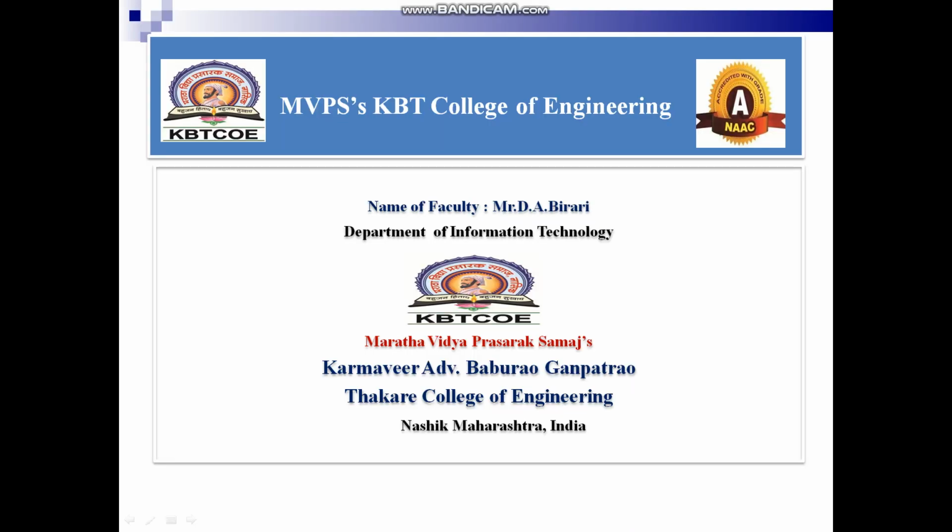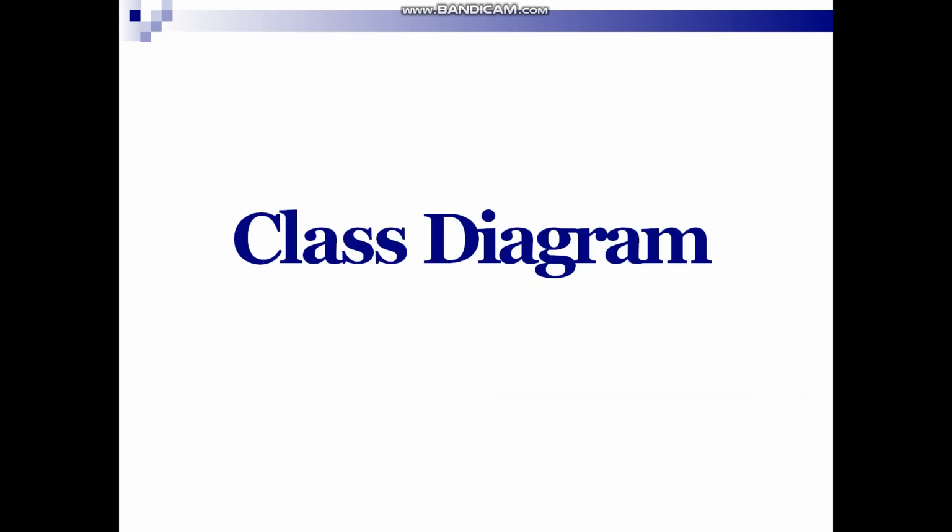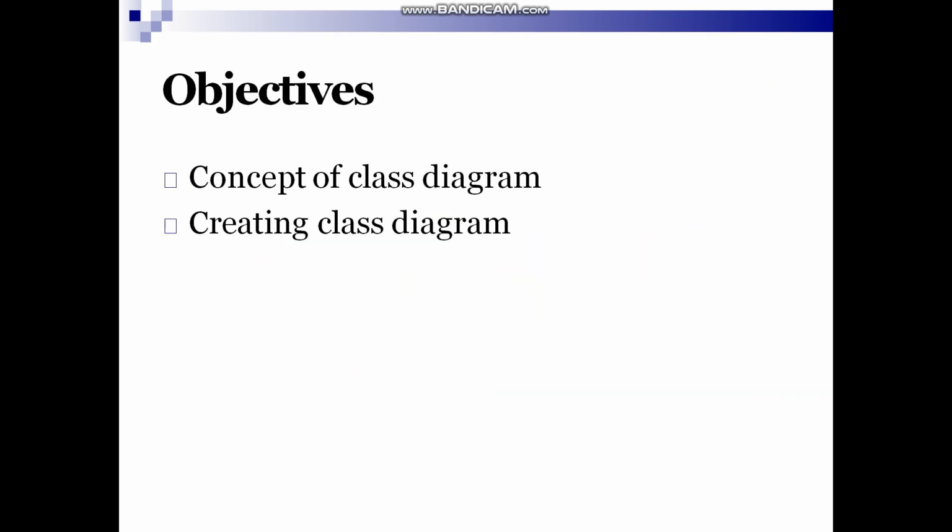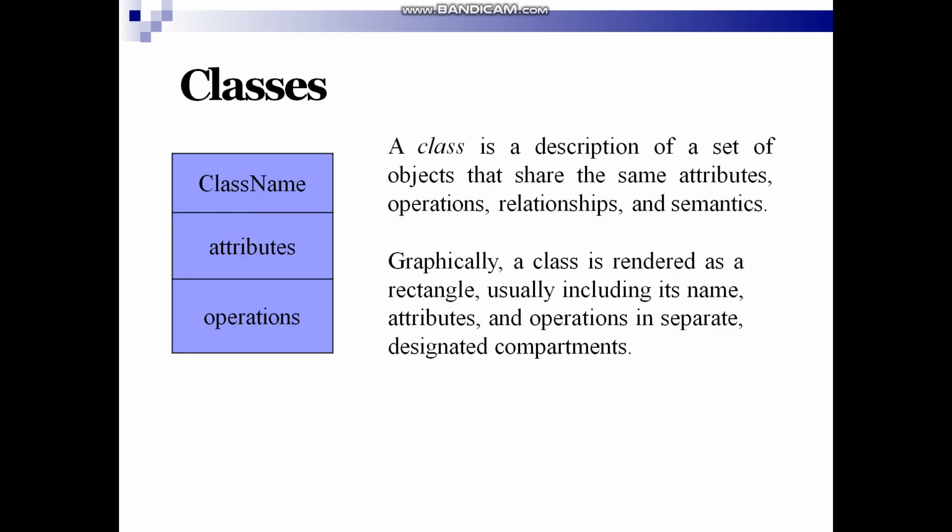Good morning, friends. Today I am going to explain the topic of class diagram: the objective, the concept of class diagram, and how to create the class diagram. What is meant by classes? A class is a description of a set of objects that share the same attributes, operations, relationships, and semantics.